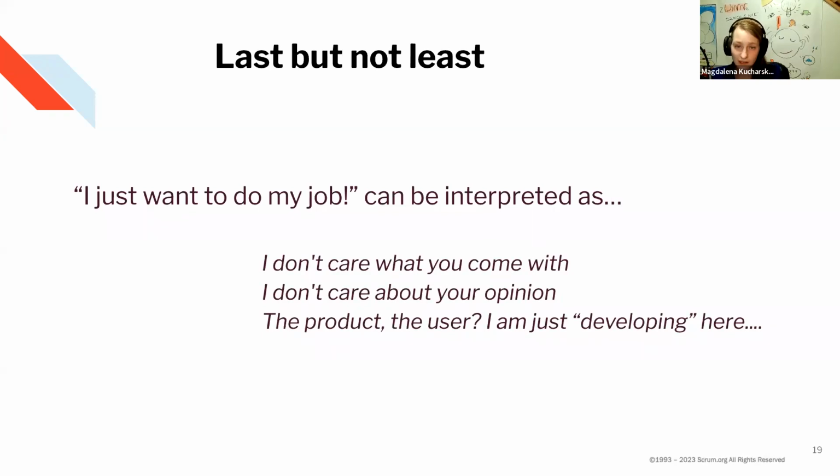So instead of that, as a developer, we advise you maybe to use some other wording, because when you say, I just want to do my job, it could be understood as, I don't care what you come with. I don't care about your opinion, your product, your problem, your user, your whole Scrum. I don't care about your Scrum. I just want to do my job.